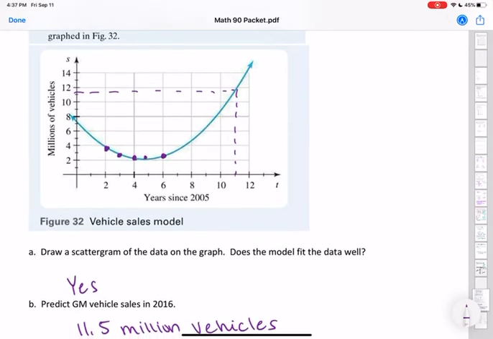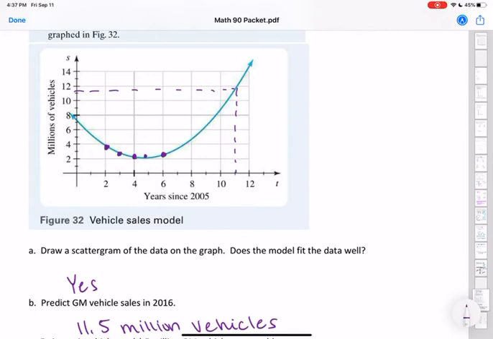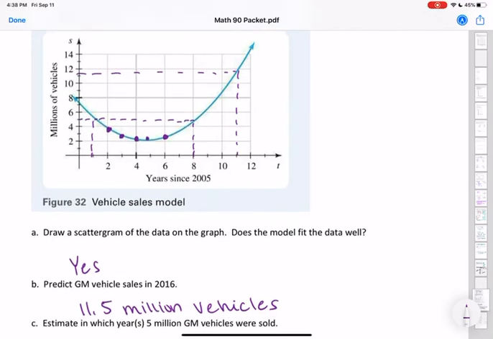Next, for part C, it says estimate in which years 5 million GM vehicles were sold. So 5 million. So it looks like it's here. Pretty close to that 1. So I would say that's 2006, right? And there was one other one. Let's keep going, 5, all the way till I hit it again. It's like at 8, so 8 years since 2005. So I think we're talking about the year 2013 there.